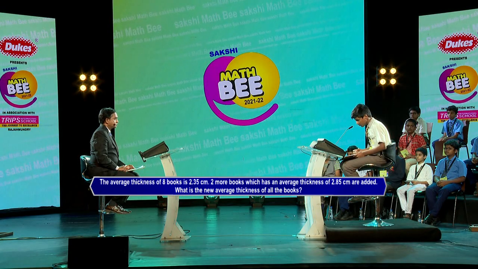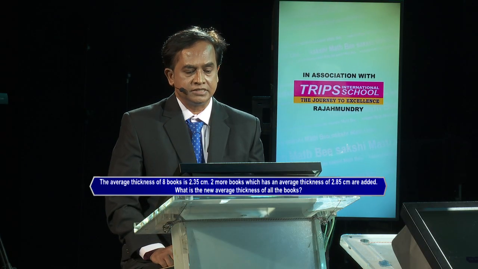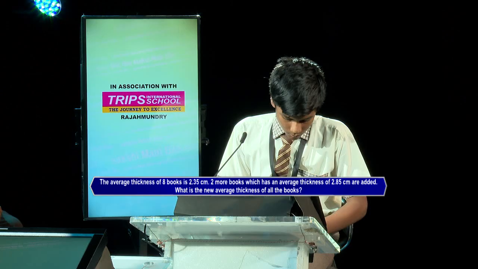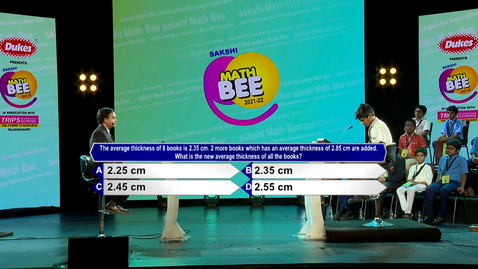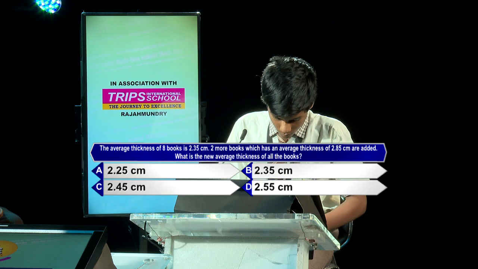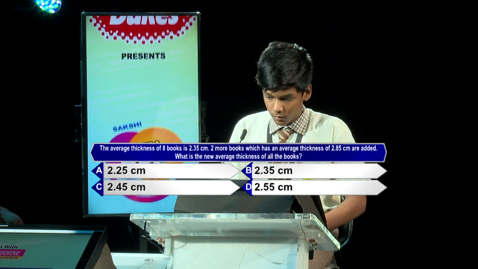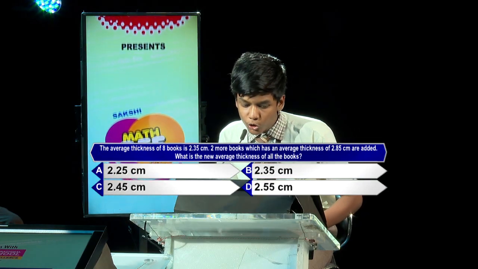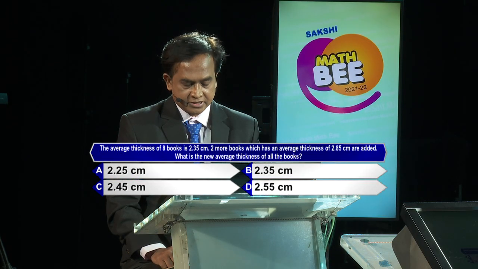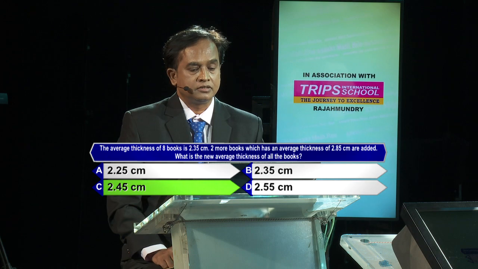The average thickness of 8 books is 2.35 centimeters. 2 more books, which has an average thickness of 2.85 centimeters, are added. What is the new average thickness of all the books? Your options. A. 2.25 centimeters. B. 2.35 centimeters. C. 2.45 centimeters. D. 2.55 centimeters. Sir, 2.45. The time was up, after that you had answered. I'm really sorry. Better luck next time.